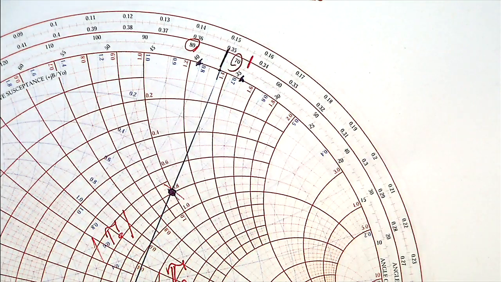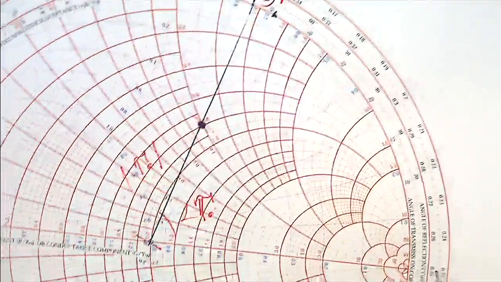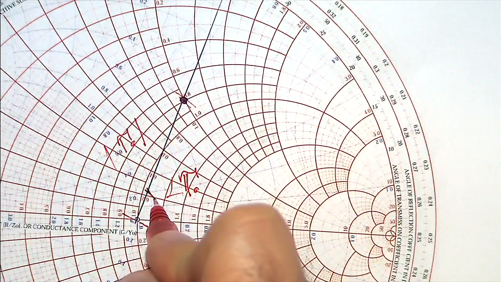So why are we making the second circle? Because this angle is not 35 degrees. This angle is definitely more than 35 degrees. I mean, when you find the angle here.